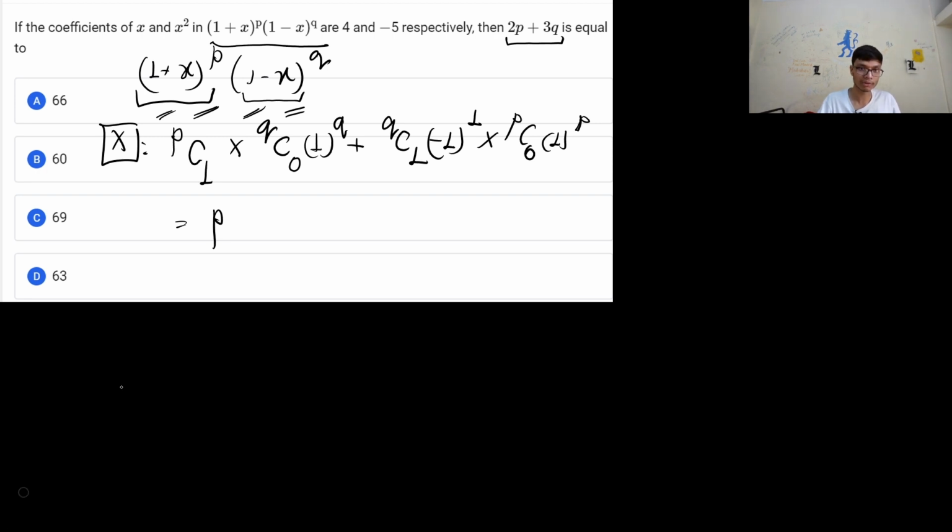And the value of p minus q is given in the question, because it is the coefficient of x. So this coefficient of x is given as p minus q, and it is said in the question as 4. This is the first equation.